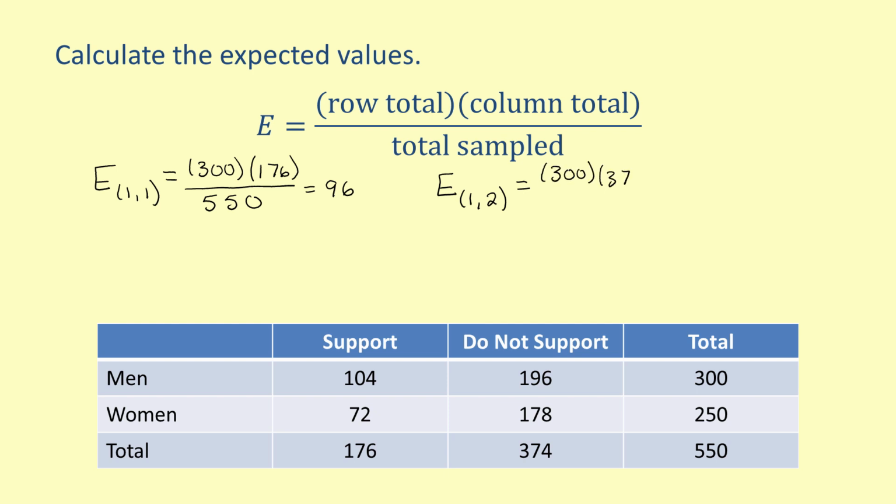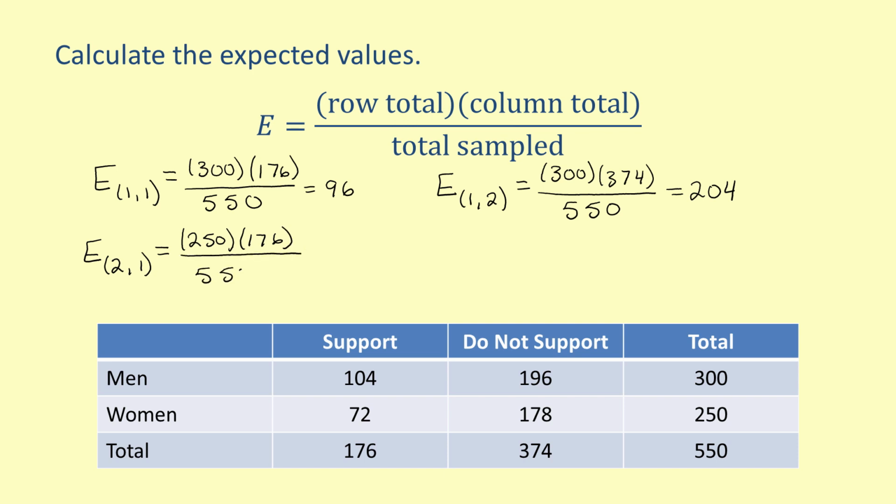The expected value for men who do not support, denoted E sub 1, 2, equals 300 times 374 over 550, which is 204. The expected value for women who support, denoted E sub 2, 1, equals 250 times 176 over 550, which is 80. The expected value for women who do not support, denoted E sub 2, 2, equals 250 times 374 over 550, which is 170. Add the expected values to the contingency table.